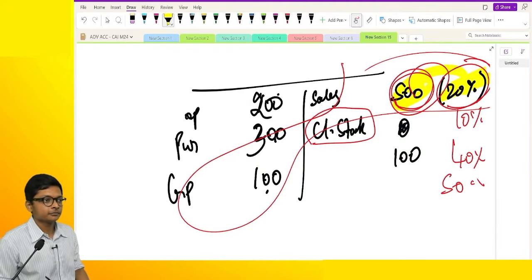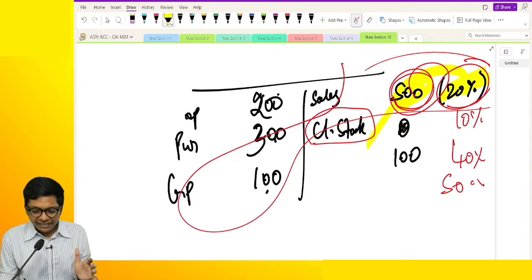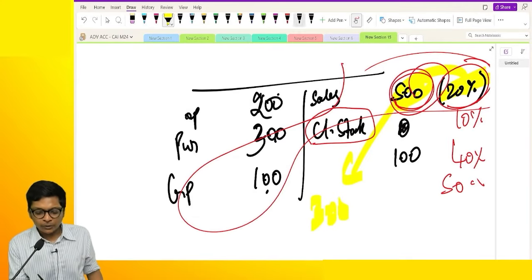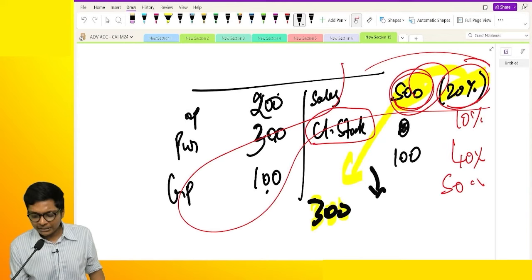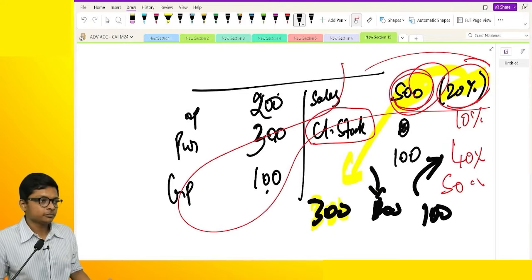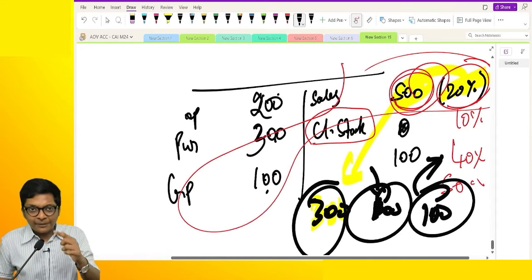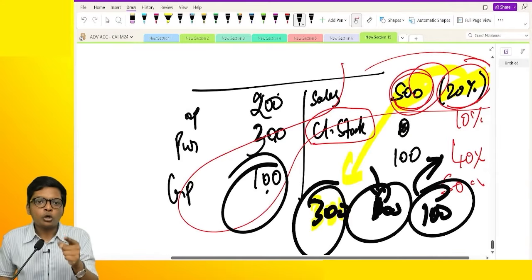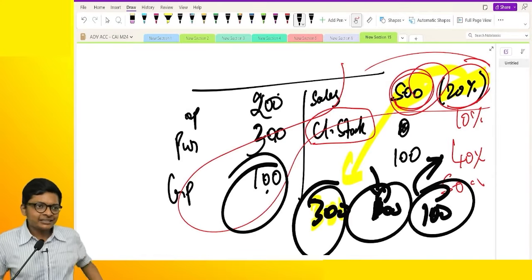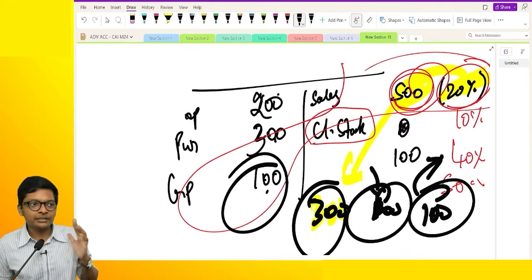Very important. In the 500, 300 is sold at 20%. 200 is sold at 10%. Okay, 100 is sold at 10%. Another 100 at 40%. So I break up the sales, and for each part, a different percentage applies. I will get what? Gross profit. Do you understand this, guys? Basics. This sum is like that.